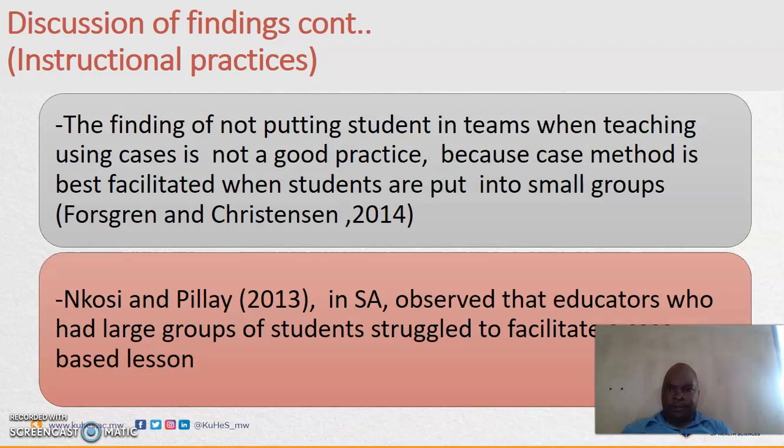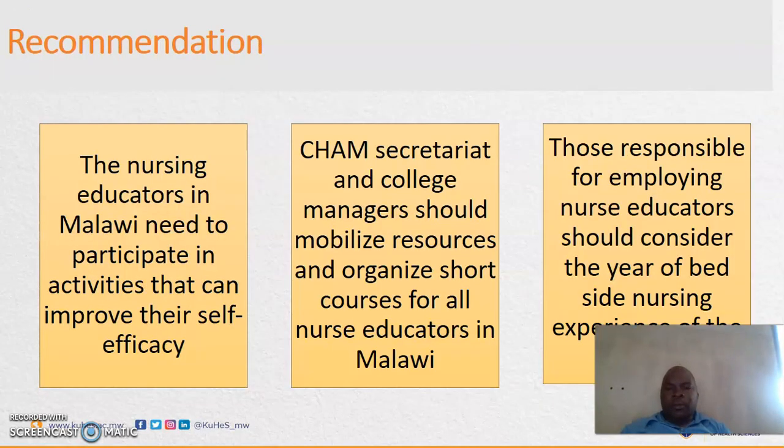On the instruction practice, the finding of educators not putting students in teams when teaching the case teaching method is not a good practice, because the case method is best facilitated when students are put in small teams. This was also observed in a study conducted in South Africa, where educators who had a large number of students in class struggled to facilitate a case-based lesson as compared to those with fewer students. So based on these findings, the following are the recommendations.